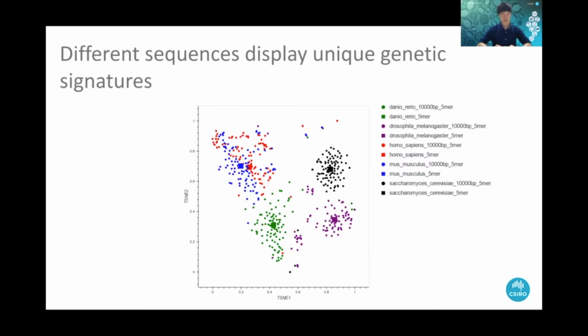We can also see that the 10,000 base pair regions are positioned relatively close to their respective genomes. So for example, the 10,000 base pair regions from yeast are relatively close to the whole yeast genome. Interestingly, however, we see that the 10,000 base pair regions from mouse and human partially overlap, which indicates that some sequences will be difficult to distinguish based on their genomic signatures. Nevertheless, our results demonstrate that different genomes and their subsequences can display unique genetic signatures, and that this can be used to differentiate DNA originating from different species.